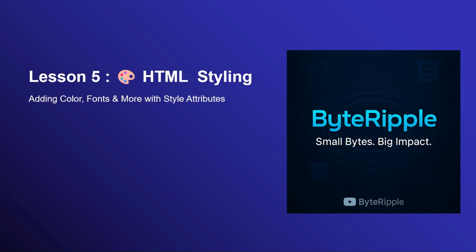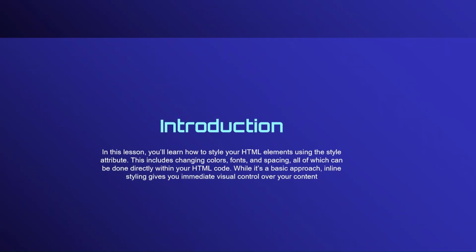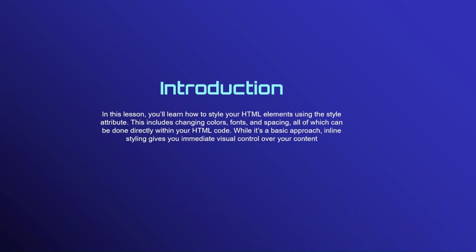In today's lesson, we'll be looking at HTML styling, how to add color to fonts, and more with style attributes. So you will learn how your HTML elements use styling attributes, which will include colors, fonts, spacing, and all other aspects of HTML attributes.